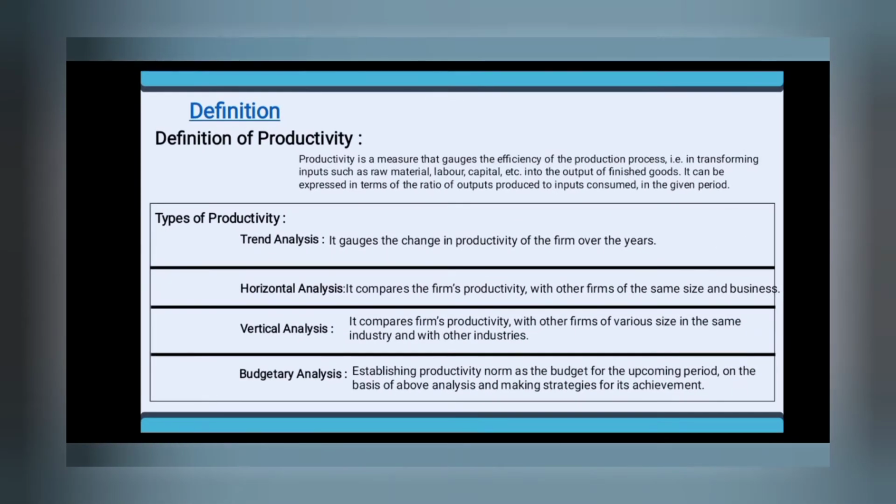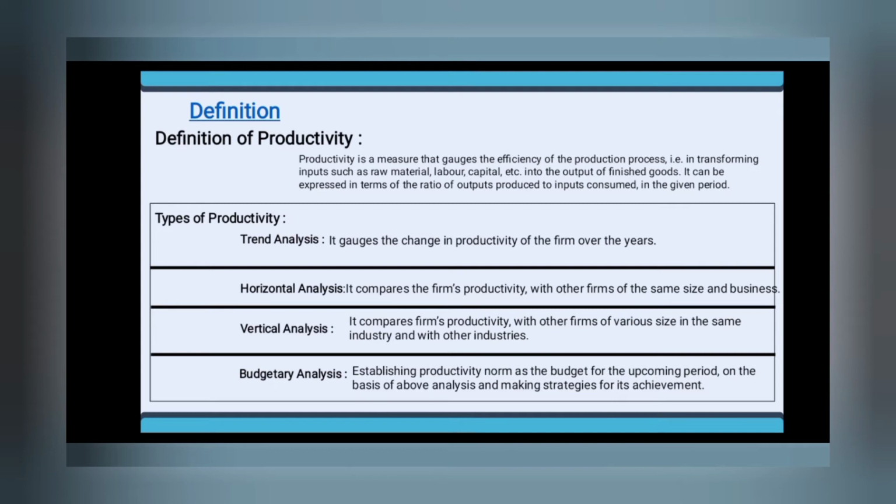This is the definition of productivity. Productivity is a measure that gauges the efficiency of the production process, for example, in transforming inputs such as raw material, labor, capital, etc. into the output of finished goods. It can be expressed in terms of the ratio of output produced to inputs consumed in the given period. There are types of productivity. Productivity you can analyze as 4 types.